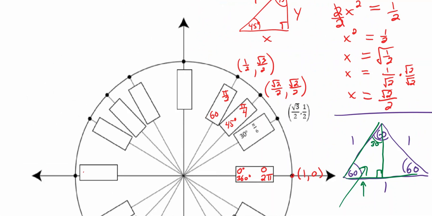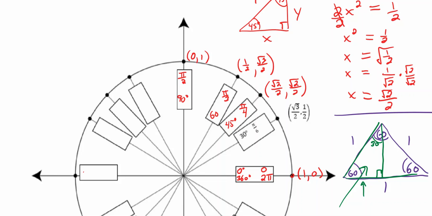Let's go up to the top here now. Here, this would be 90 degrees, and it would also be the same thing as pi over 2. It's half of pi. This pi is over here. And this point would be at (0, 1).